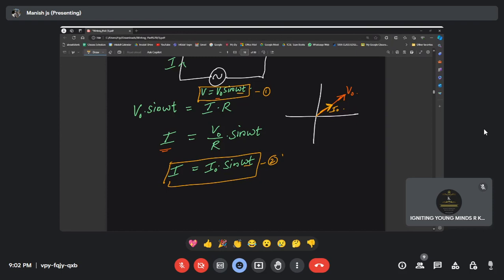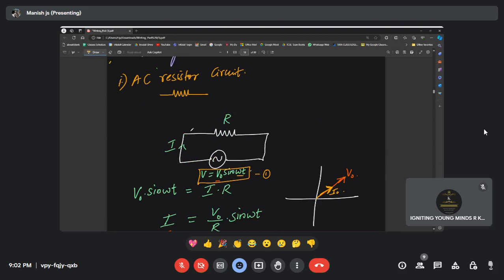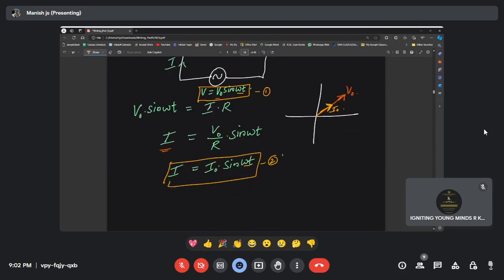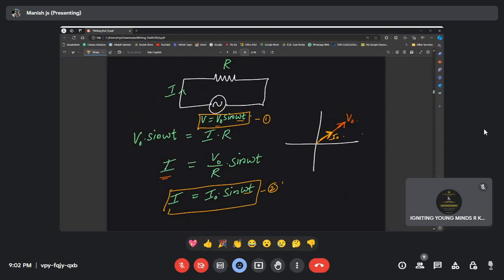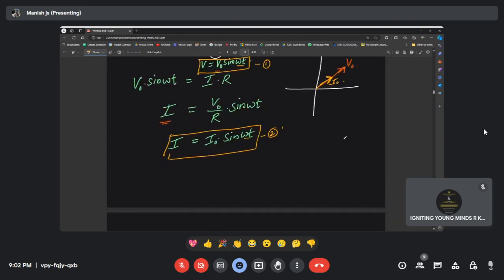Okay, so you understand that. Yeah, that's it, student. So this is the basic thing. For the first circuit, we have written the expressions, we have applied Kirchhoff's law, and we have shown the phasor notation. The general notation we have shown. Now this is the phasor notation.